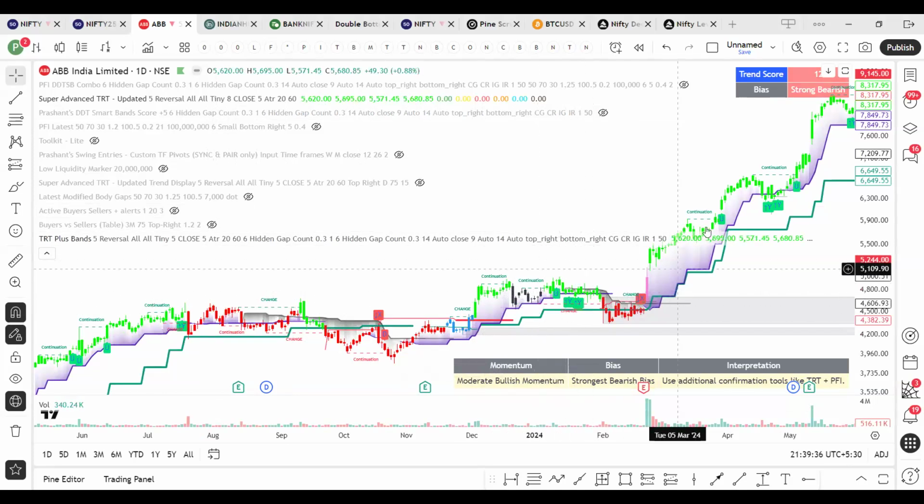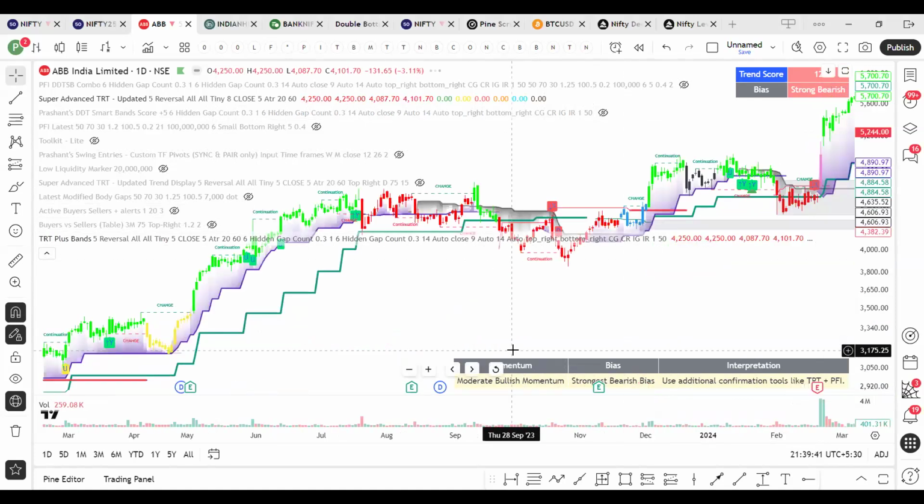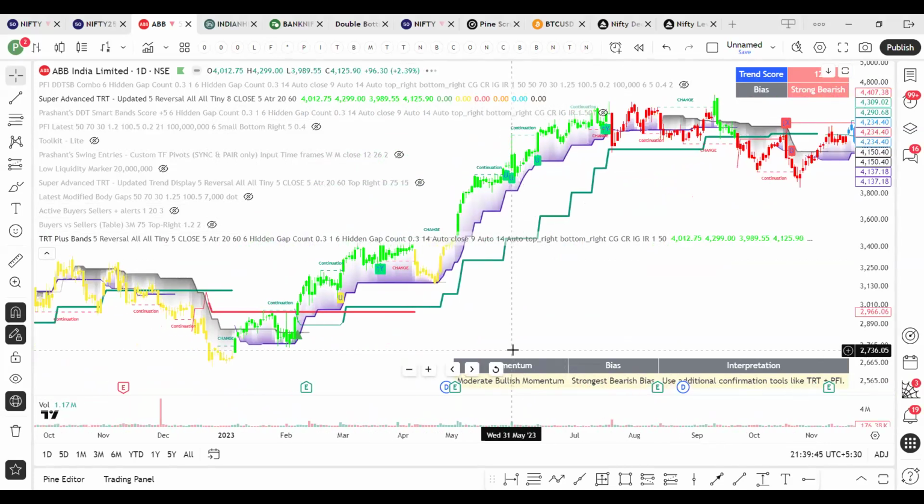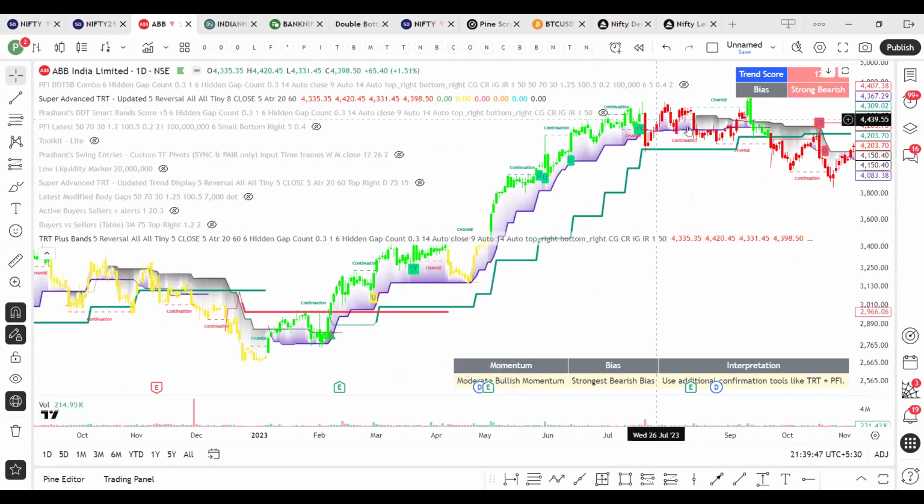When there is green color, at that time we'll get buy signals. When there is red color, we'll get sell signals. So the number of trades will reduce and the success rate will increase, because the failure trades, you can notice all these trades, they were failed trades. So the number of signals will reduce, but it will also reduce the failure rate.